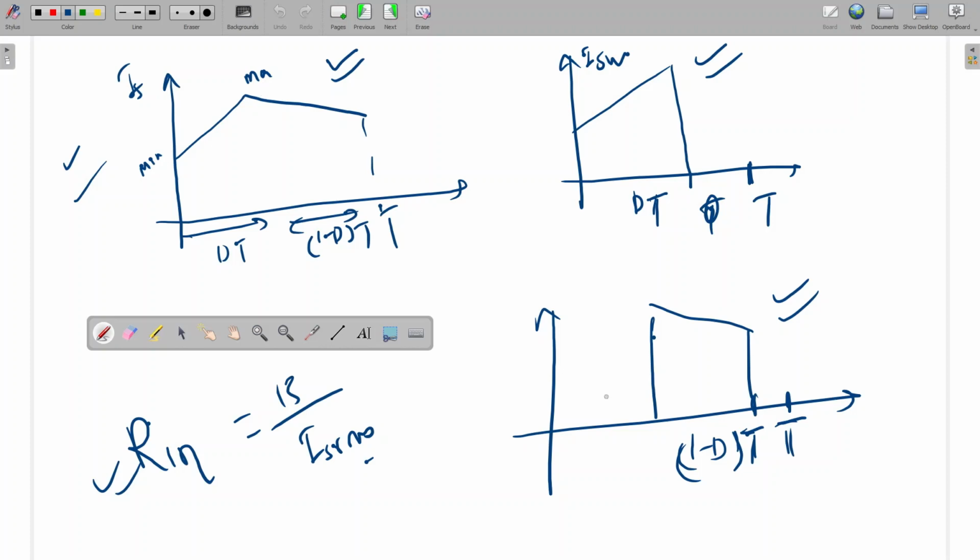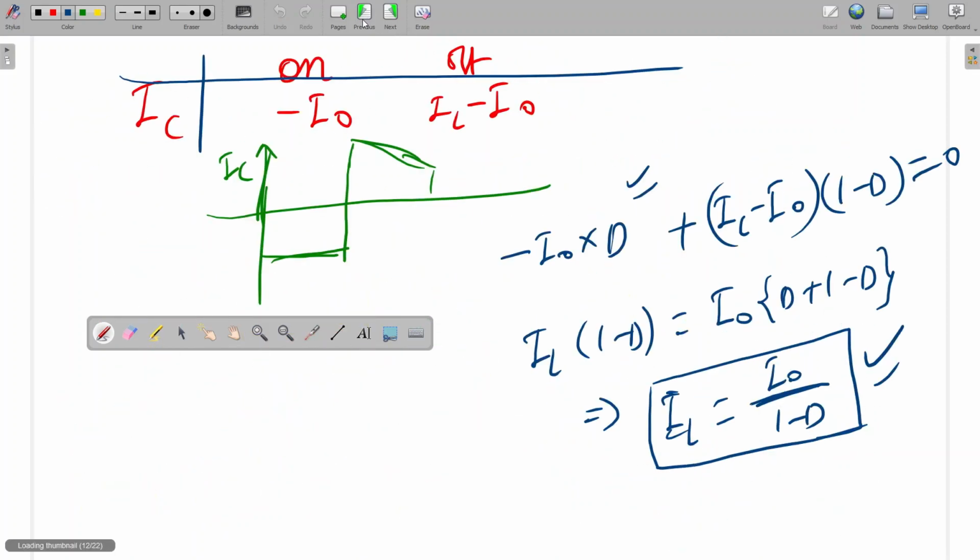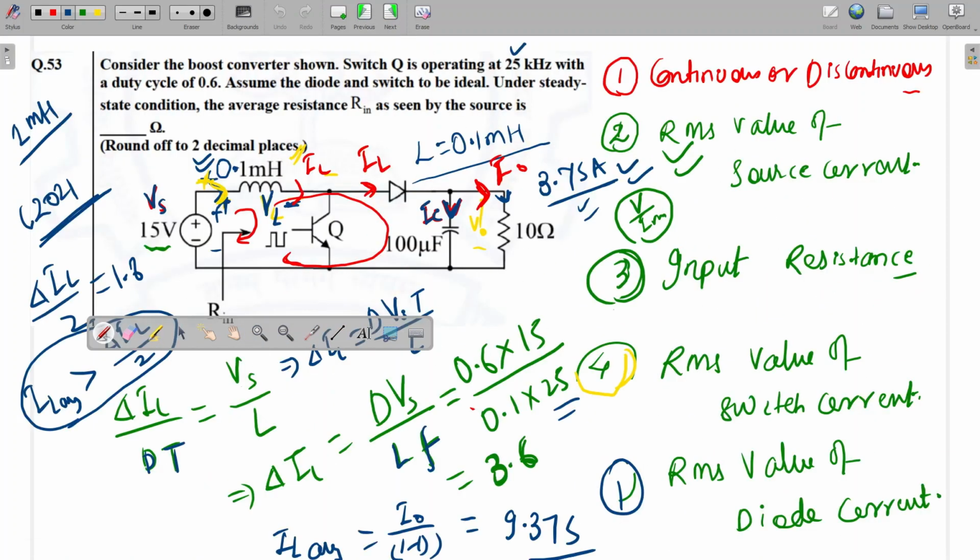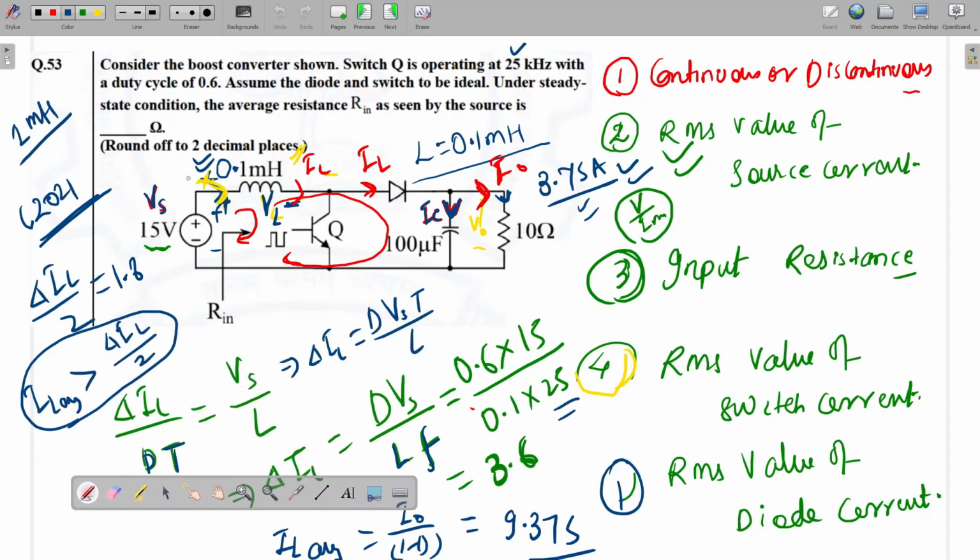Okay, all of you solve this question. Try to calculate the source current RMS value, switch current RMS value, and diode current RMS value. This much only we have to calculate, and input resistance also. All of you can take a screenshot of this question. It is the previous year question, but you have to take 0.1 millihenry. I will come up with the answer in the next class, then you can verify your answers.